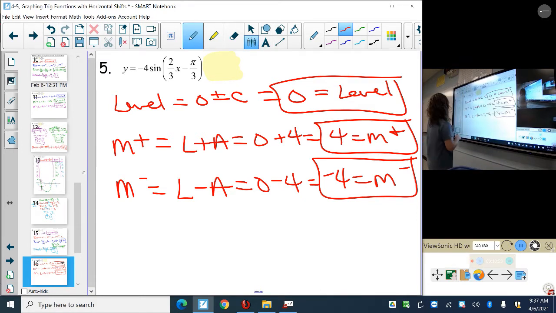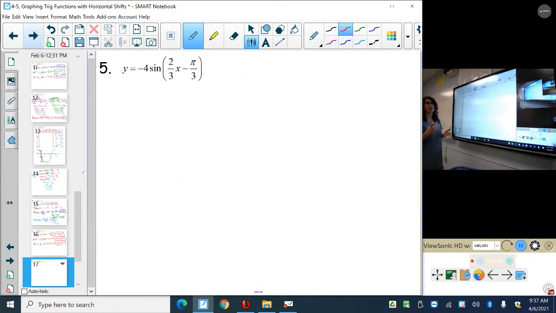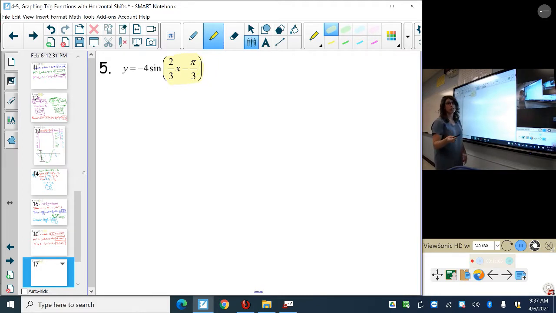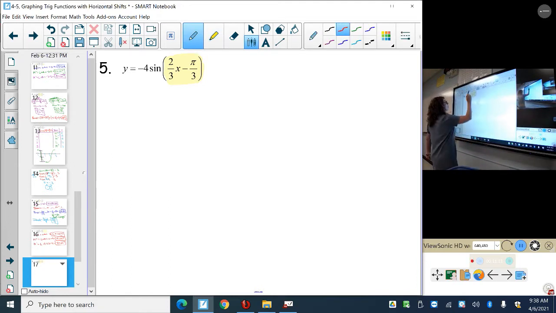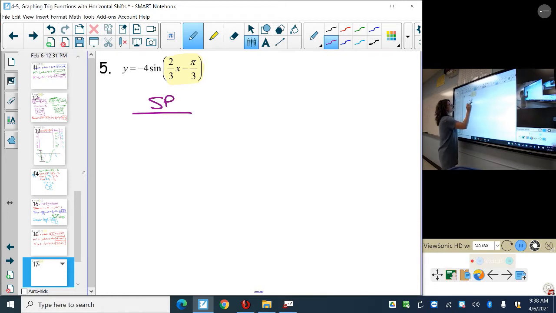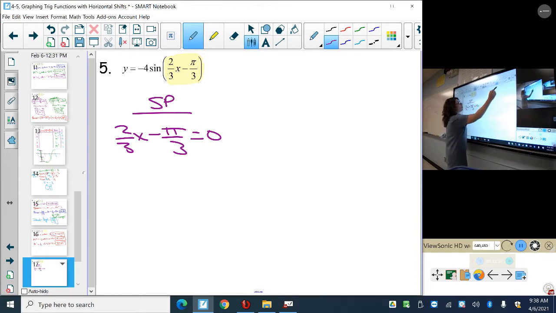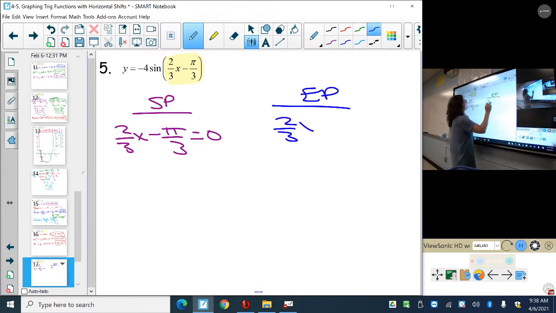The next thing I need to do is I'm going to go ahead and do my starting point and my ending point. How do I know my starting point and ending point has changed? Because I have parentheses showing that I'm moving it left and right as a phase shift. Yes? So my starting point is found by taking the junk in the parentheses and setting it equal to 0. Over here, my ending point is found by taking the junk in the parentheses and setting it equal to 2 pi.